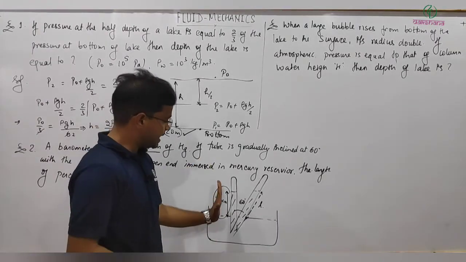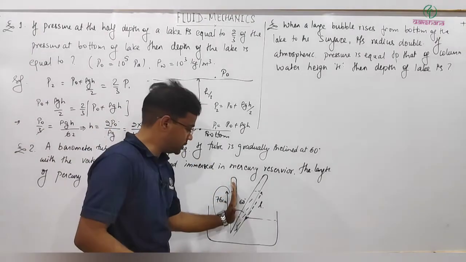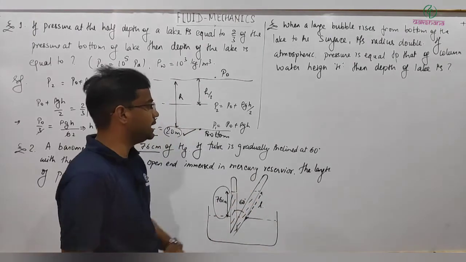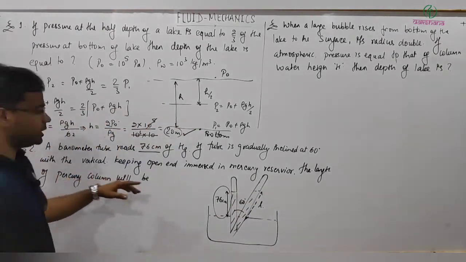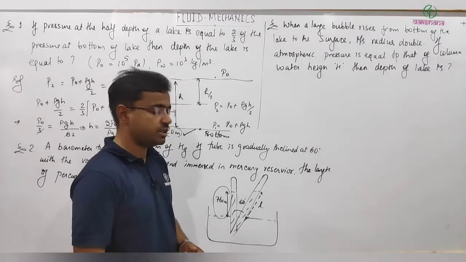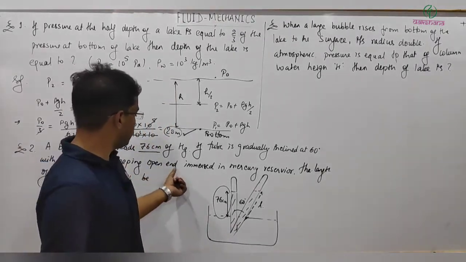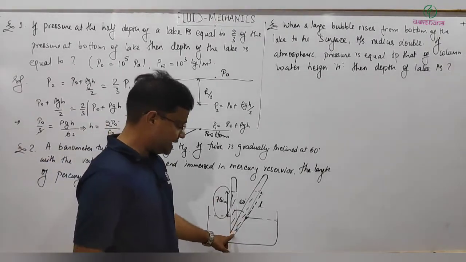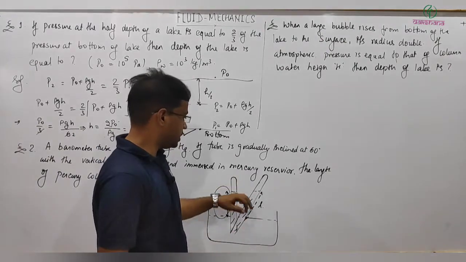If the tube is gradually tilted, so this is the original orientation of the tube, now it's tilted. It is gradually inclined at 60 degrees with the vertical. So this angle is now made 60 degrees with the vertical, keeping the open end immersed. So this open end is still immersed in the mercury reservoir.